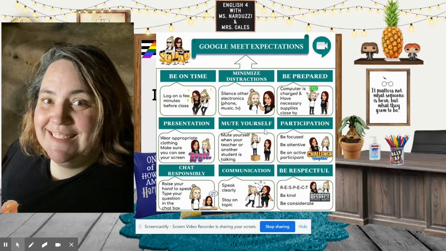Your computer should be charged and if necessary, maybe be plugged in during class time. Make sure you have things nearby that you need, like a notebook, pen or pencil, things that you would be asked to use for class. So if you're going to math class, make sure you bring your math stuff.